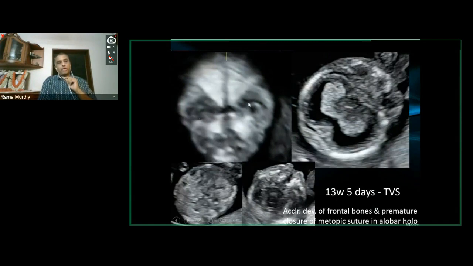These are the cavities of the orbits. You can even see a little bit of the intra-orbital structures there. That is the oral cavity, and there's a part of the nasal cavity. These two are the prematurely ossified frontal bones. And the metopic suture, which should be much, much wider, a V-shaped, much wider structure that you see normally, but here you see it as a thin hypoechoic line, telling you that this is premature ossification of the frontal bones and premature fusion of the metopic suture.